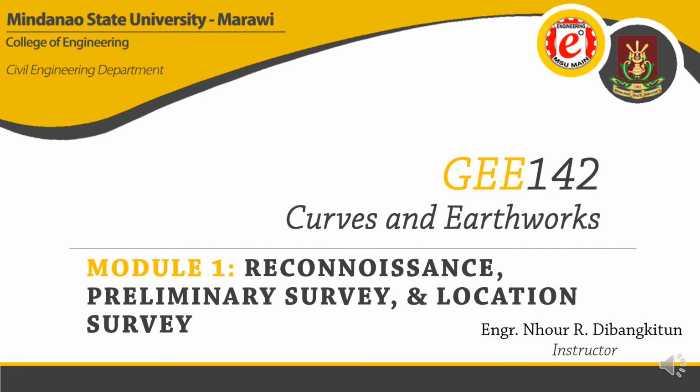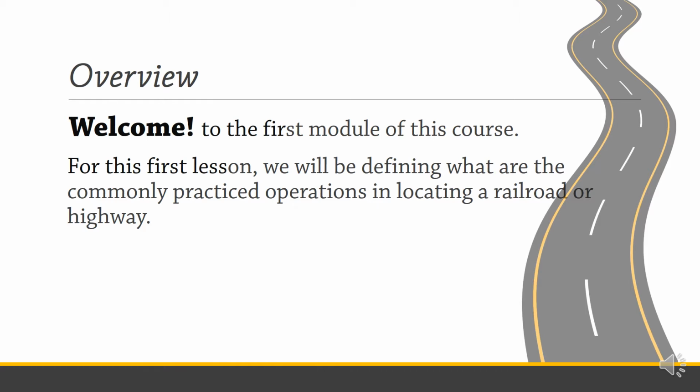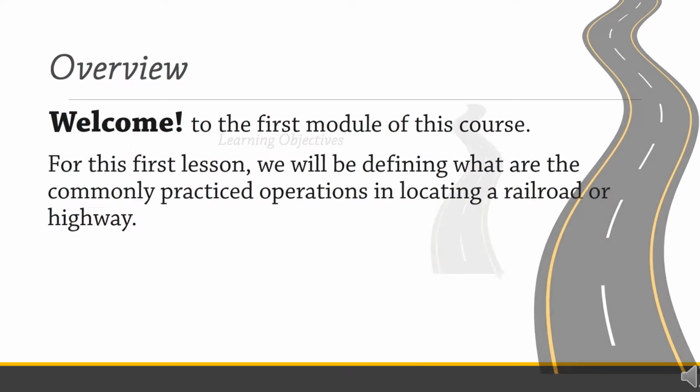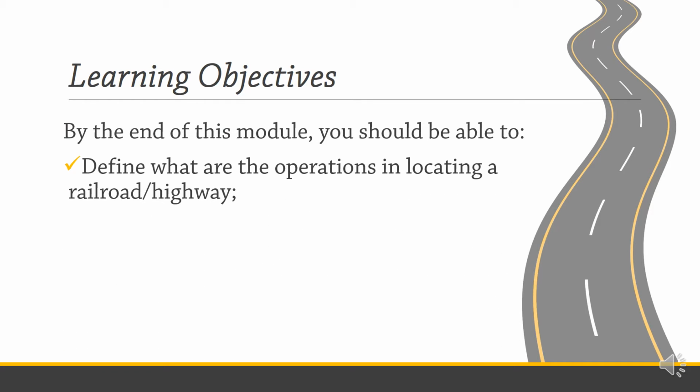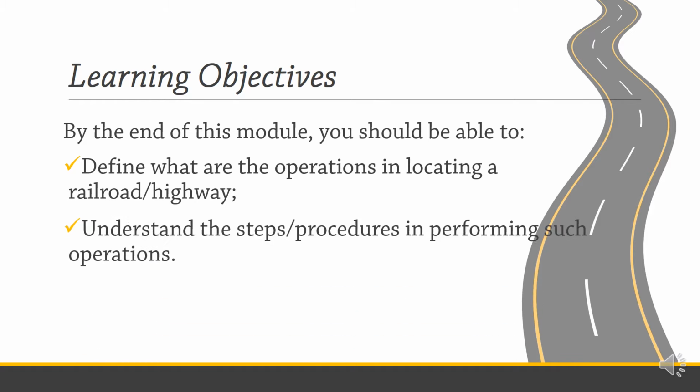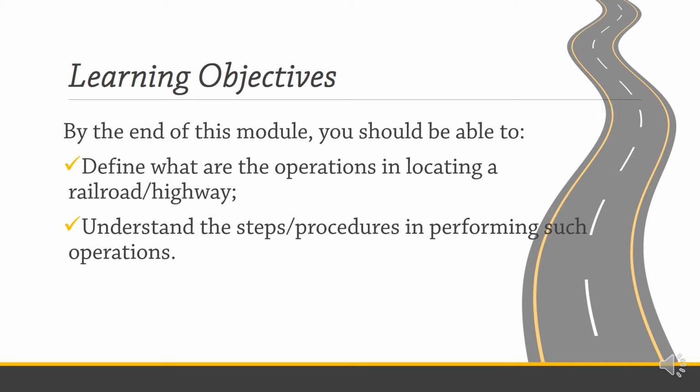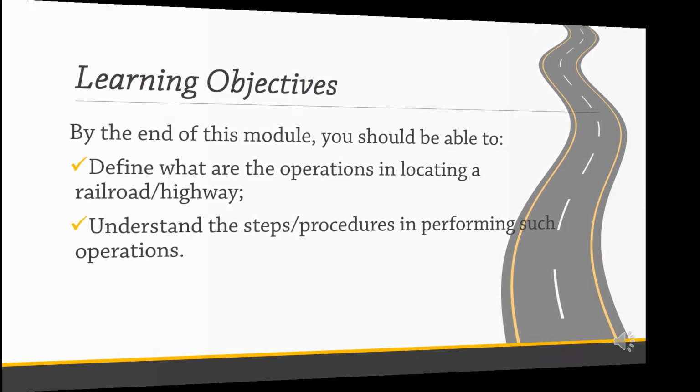Now, Module 1, Reconnaissance, Preliminary Survey, and Location Survey. For this first lesson, we will be defining what are the commonly practiced operations in locating a railroad or a highway. By the end of this module, you should be able to first define what are the operations in locating a railroad or highway, understand the steps and procedures in performing such operations.